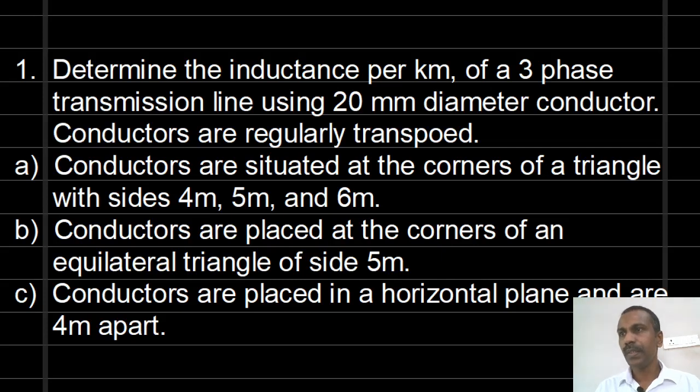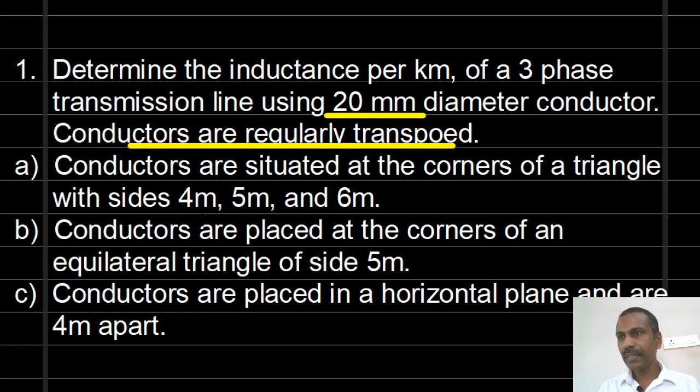Hi students, in this class we will solve a numerical problem on the inductance of three-phase transmission lines. The diameter of the conductors is given, it is 20 mm diameter. The conductors are regularly transposed, so in all the three phases you will be getting the same inductance.